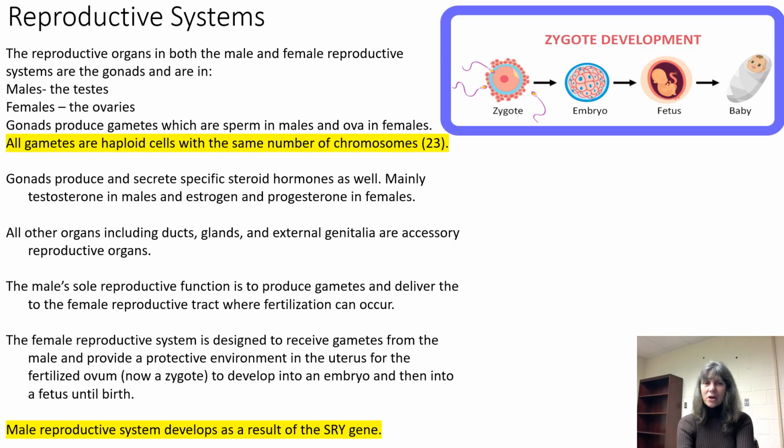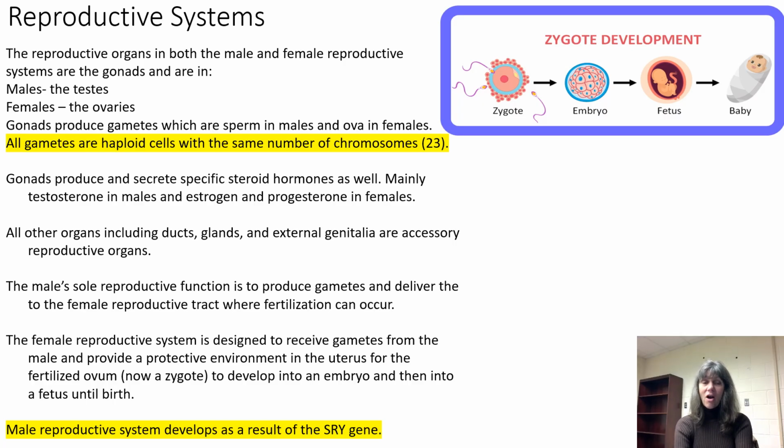The reproductive organs in both male and female reproductive systems are referred to as gonads. In the male, those are the testes. In the female, those are the ovaries. The gonads are responsible for producing gametes, which are sperm in males and ova in females.